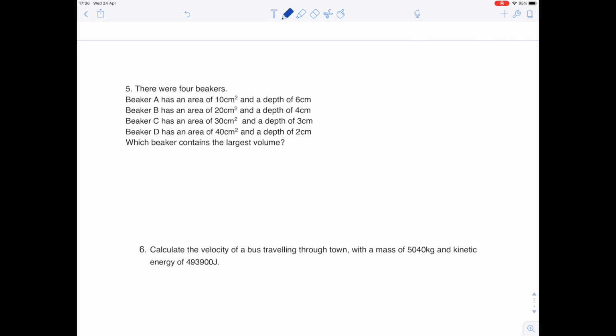Okay, so let's just work out all the volumes. Remember, volume is area times depth effectively, so this will be 60 centimetres cubed. This is 80 centimetres cubed, 90 centimetres cubed, 80 centimetres cubed. So we can see that it's beaker C.